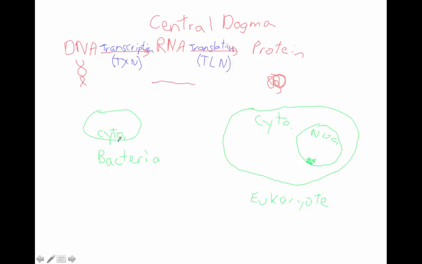We know that in bacteria, both transcription, I'm going to use my abbreviations because of space here, TXN, and translation occur in the cytoplasm. In eukaryotes, we know that transcription occurs in the nucleus, and in the cytoplasm is where translation occurs. We'll see later on that this makes a big difference on how fast some of these genes can be turned on in bacteria compared to eukaryotes.